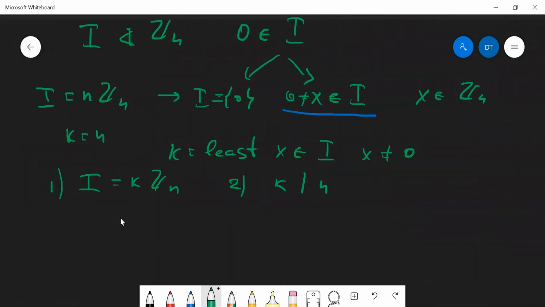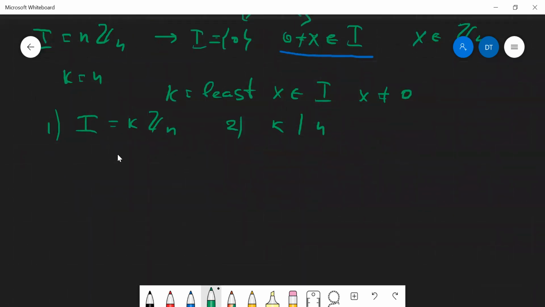So this is what we need. The first item is shown exactly the same as we did in the previous claim, so I'll try to be quick. Claim number one: this inclusion is clear by the definition of the ideal, since k is inside I, then multiplying by anything of the ring Zn, we will get the result inside I.